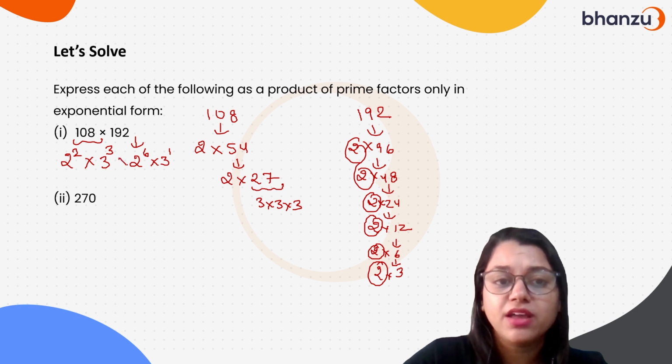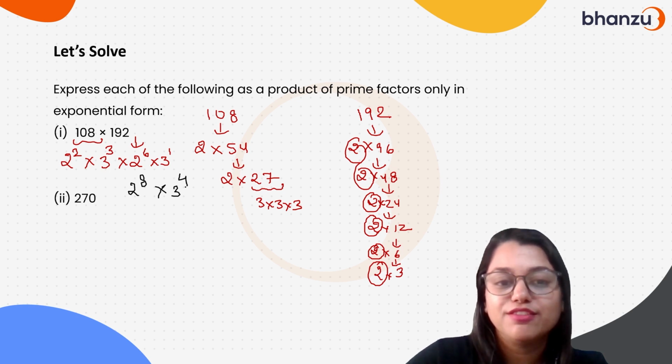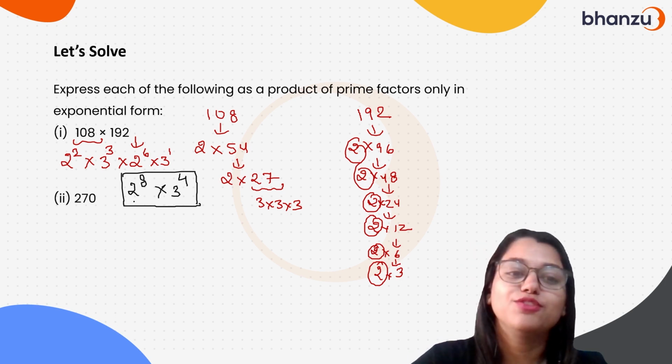And these two numbers are multiplying here. 108 is multiplied by 192. So further we can reduce this expression and write it as 2 raised to the power 2 plus 6, that will be 8. So it will be 2 raised to the power 8 into 3 raised to the power 3 plus 1. This will give us the answer 4. So using the laws of exponents, we can write it as 2 raised to the power 8 into 3 raised to the power 4.